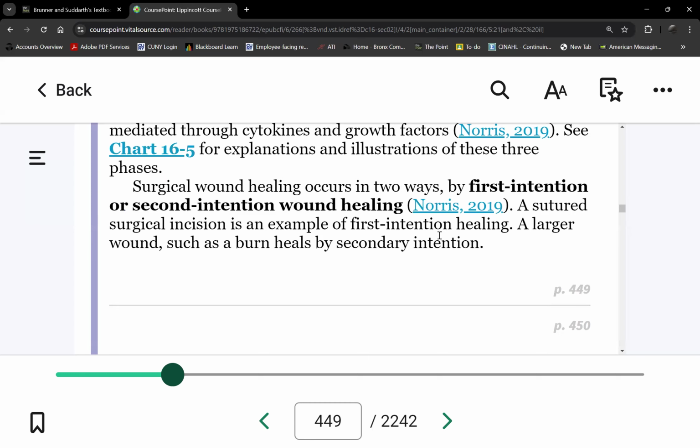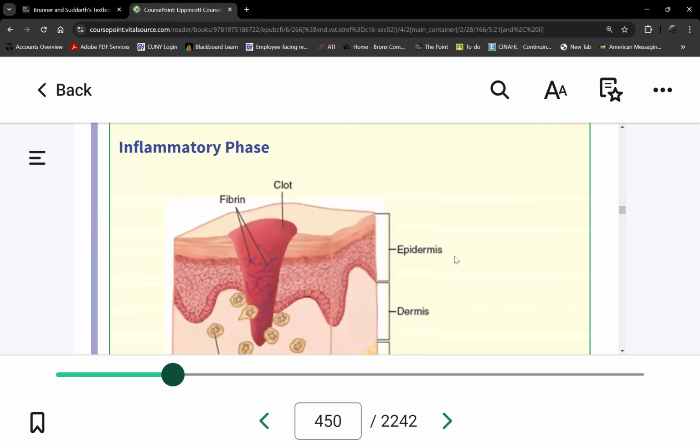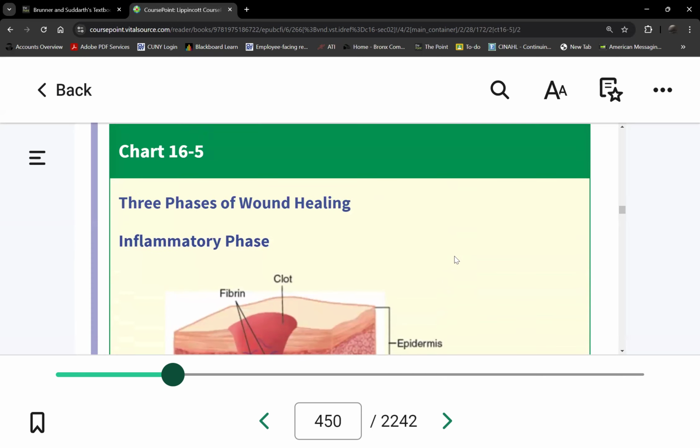Second intention wound healings are those wherein there is considerable tissue loss. Examples are pressure ulcers, or wounds that are debrided, or burn wounds. Those are all secondary intention wound healing wounds. Tertiary, on the other hand, is if there's an infection. So an infected wound has to heal by tertiary intention, meaning we have to treat the infection first before granulation tissue can grow, before skin can approximate. Are we clear?